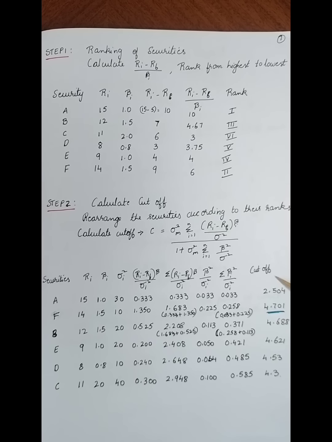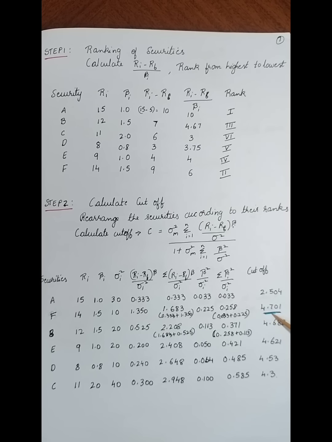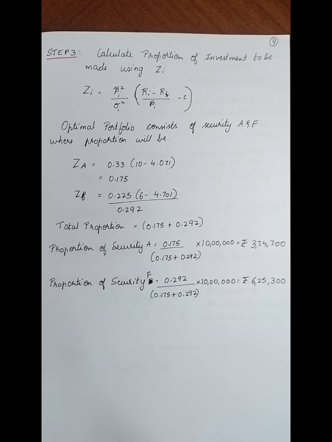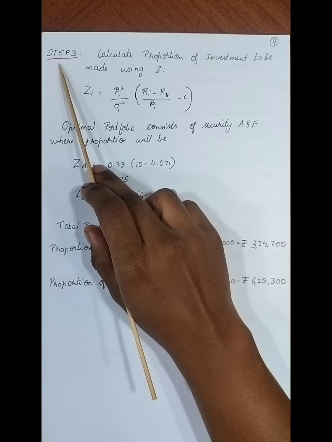So if you write the cutoff point now in this table that we saw previously, writing all the values, we see that this is your cutoff point because values start decreasing after this. So we will select only those securities which are above the cutoff point. That is, only A and F are above the cutoff point. So only these two securities will be selected to construct a portfolio. Now that we have selected A and F for the portfolio construction, let us look at step 3.